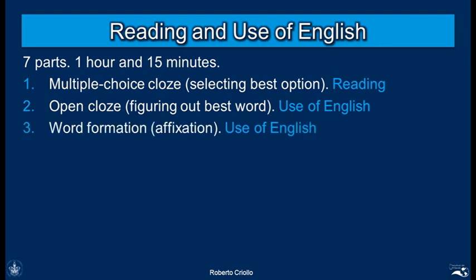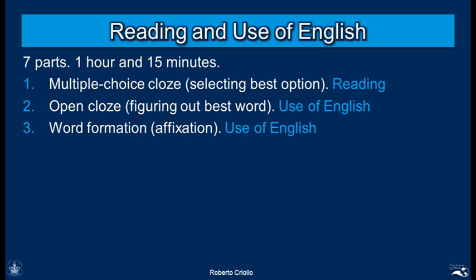Now, part number 3 is also about use of English, and in this case it's word formation, and specifically you have to use an affixation process. That means that they will give you a text with some blanks to fill out and you will have a base word, but you have to transform this word to change it into a noun or into a verb or into the past participle in order to be able to use it. So part number 3 is about affixation.